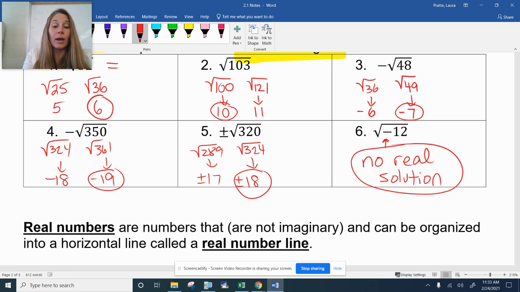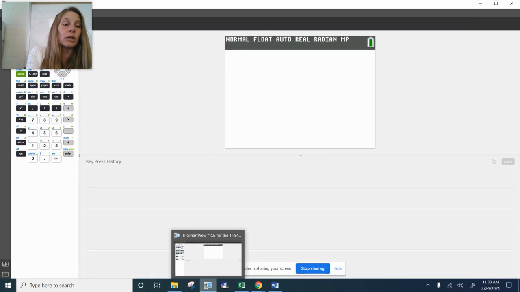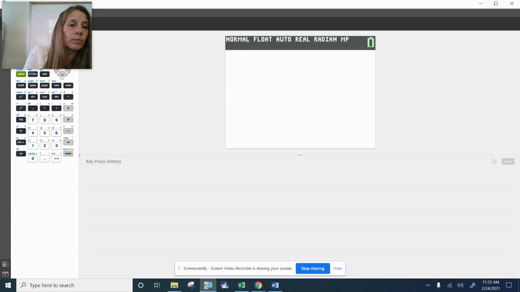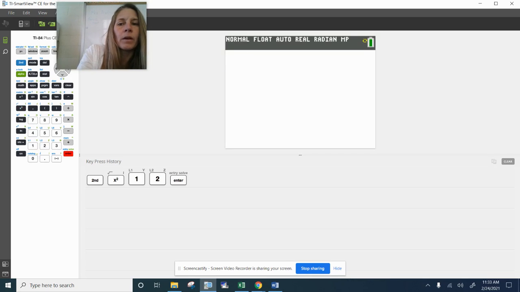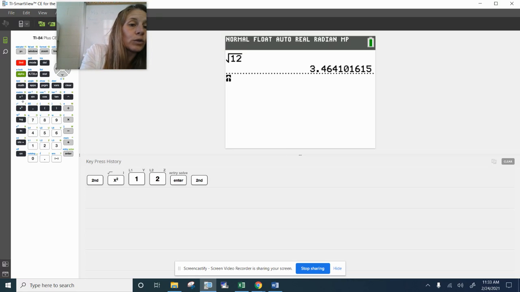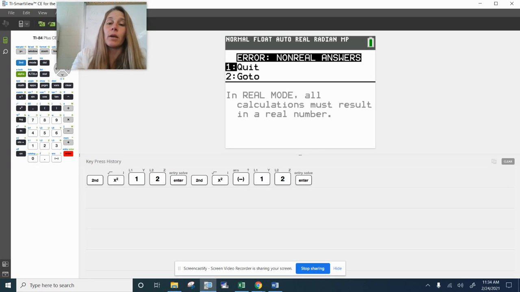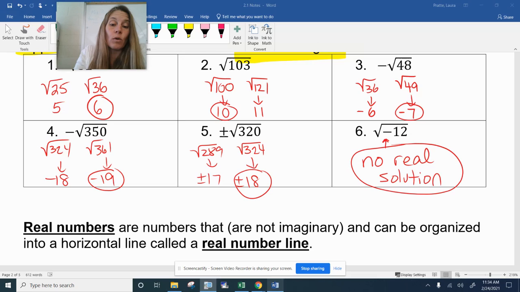If you do put this on a calculator, for example, let's say you wanted to do the square root of 12. I think I'm going to have to move myself over there for a second. The square root of 12, we see that there's an answer, but if we do square root of negative 12, our calculator gives us this message, error, non-real answer, and then we know that's why, because you can't solve that.